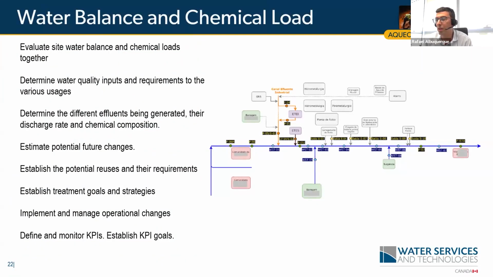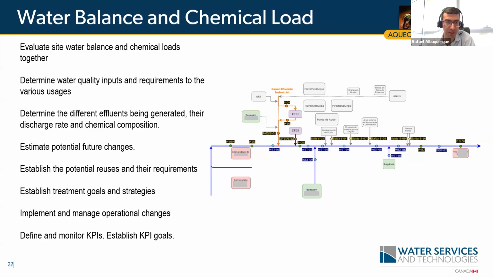And for this reason, one of the philosophies that we have as part of our consultancy is to ally water balance and chemical load, right? And to put it in general bullets, how do we do this? So first we evaluate in conjunction the water balance and the chemical loads together. So if an effluent comes here and joins with this one, what are the discharge rates, the volumes, but also what are their concentrations and how do they change when they meet together, if there's a specific reaction taking place or if it's just simple mixing and so forth, right?